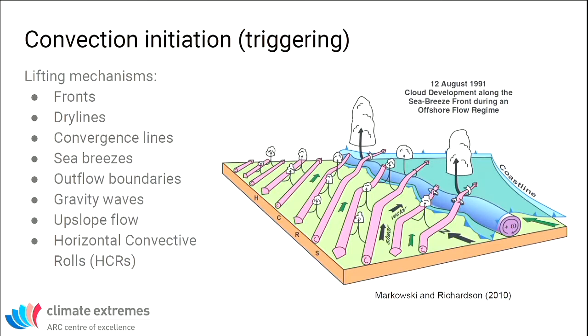But actually, it turns out that the best conditions for convective initiation are when two or more of these features come together. That's what the schematic on the right is illustrating. This is originally taken from a case in Florida where you had a sea breeze moving inland, with ascent along the leading edge of the sea breeze front. But then you've also got these horizontal convective rolls in the environment. And where these features coincide, you are more likely to get convective initiation. So again, it's the combination of these processes that can be really critical to convection.